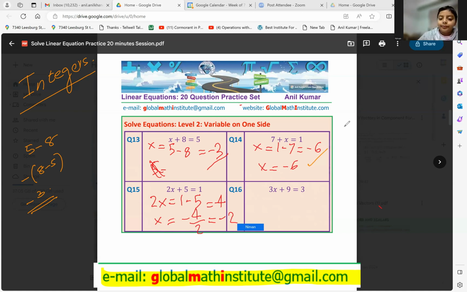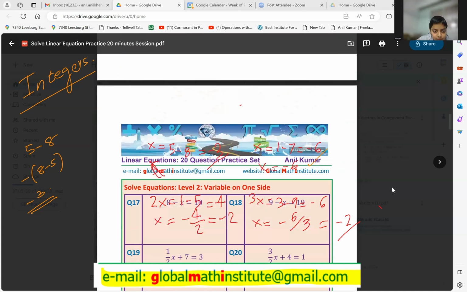Perfect. So when you divide a positive number by a negative or a negative by a positive, you get a negative result. Minus 2 is the correct answer. Next question, question number 16. 3x equals to 3 minus 9, which is minus 6. X equals to minus 6 over 3, which is minus 2. Perfect. So you saw how Nirvan has dealt with integers in this particular question. Great job, Nirvan.